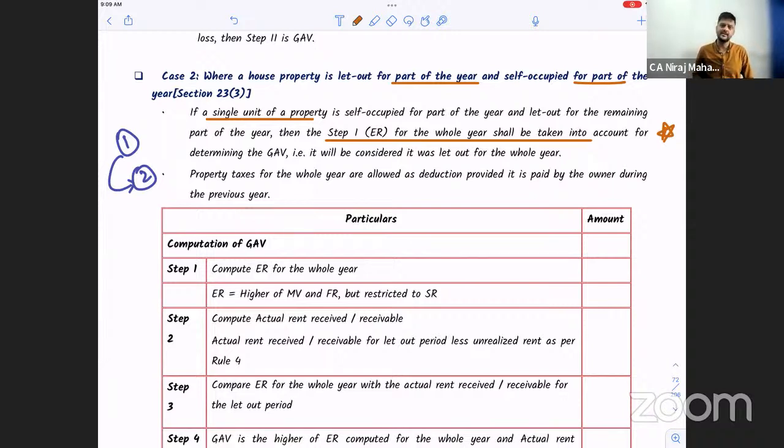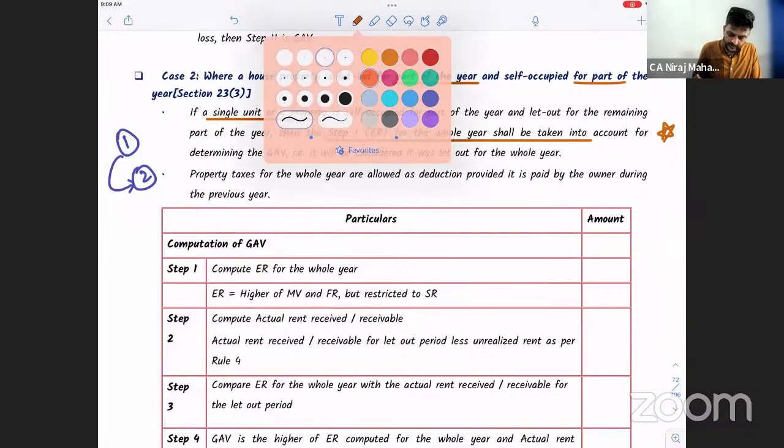Now why? For step 1, they are telling you not to find it only for the let out period. Find expected rent for the entire year. Are you getting my point or no? It is very problematic, a disadvantage, disadvantageous to the assessee. Imagine if an assessee is staying for 11 months by himself. Are you getting my point? Let us say 11 months SOP.